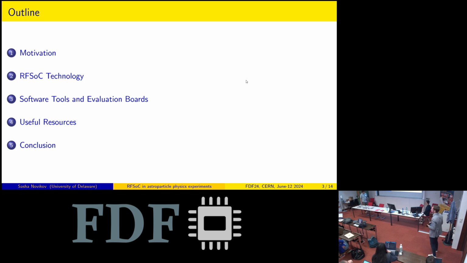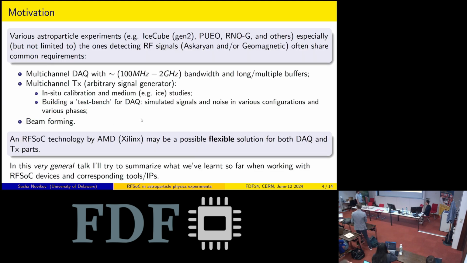I'm involved in multiple experiments, mostly in astroparticle physics, in particular IceCube, including Gen2, and PUEO, a payload for ultra-high energy observation, a balloon-borne experiment which flies around Antarctica, and RNO-G, a radio neutrino observatory in Greenland, and some others. Most of them use radio signals to detect, in particular, neutrinos or ultra-high energy cosmic rays.